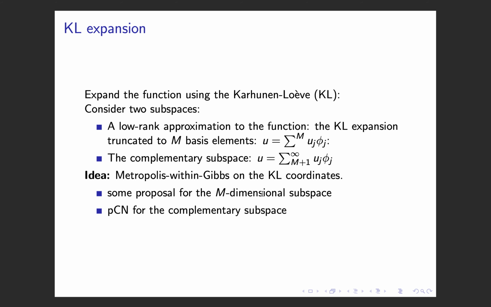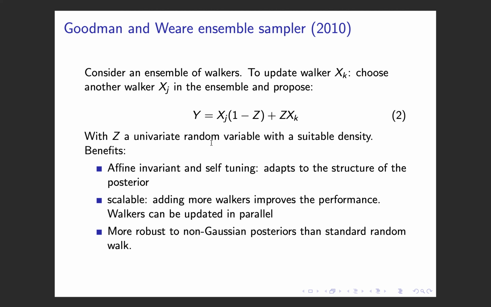Now, what proposal for the low dimensional subspace? We're going to use the Goodman and Weare ensemble sampler from 2010. What it does is define an ensemble of walkers that targets the product space of the posterior. And the idea is that to update each walker, you choose another walker randomly in that ensemble, and you draw a line through them. And then you either interpolate and move towards the other walker, or extrapolate and move away from it. This is the proposal with some univariate random variable z. This sampler is gradient free, and that bit's important, and it has lots of nice properties like being affine invariant, scalable, and so on. So we would like to extend this to function space and keep some of these nice properties.